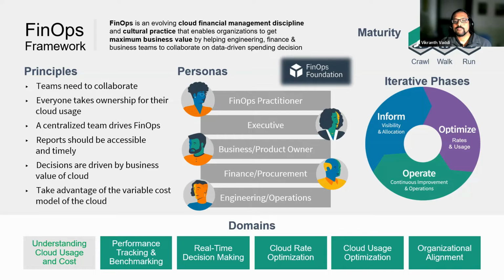If you see down below, you have the domains. There are multiple domains FinOps talks about. It exposes your cloud usage, how you're using the cloud, the cloud cost, performance tracking and benchmarking, so you know whether you're overspending for your organization or not.